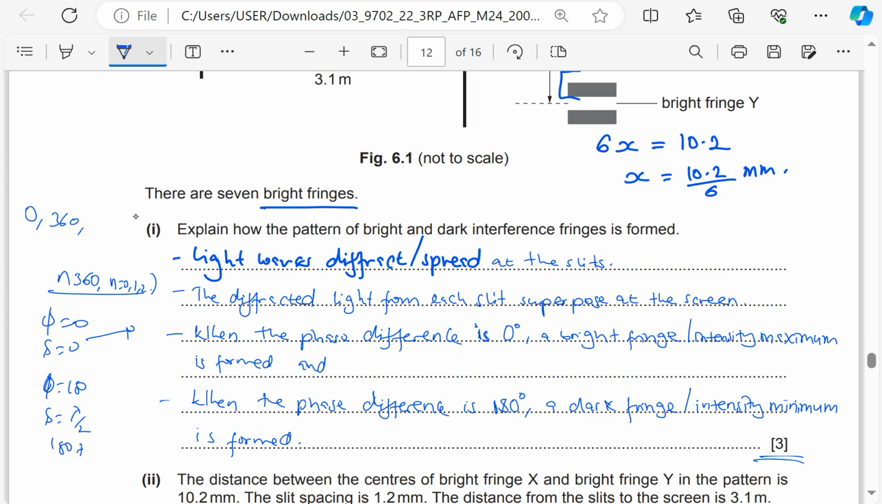So this gives me, at least, the 3 marks. When you just mention they diffract and meet without specifying the conditions for constructive interference and destructive interference, then you would get 1 mark. When the path difference is 0, a bright fringe or intensity maximum is formed. The reason is very simple: constructive interference occurs.